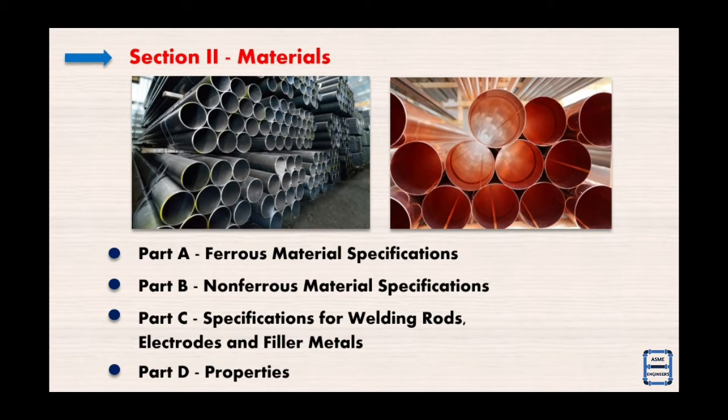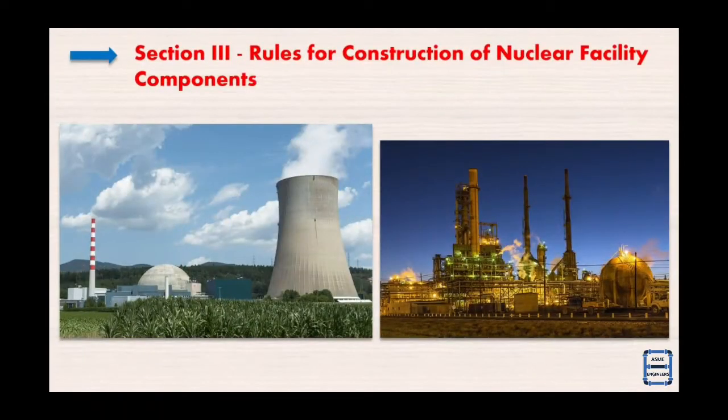Part D is about properties. Various properties, like mechanical properties of materials and electrodes, are provided in Part D. Next is Section 3, which provides us rules for construction of nuclear facility components, like reactor pressure vessel, steam generator, emergency core cooling systems, supports, etc.